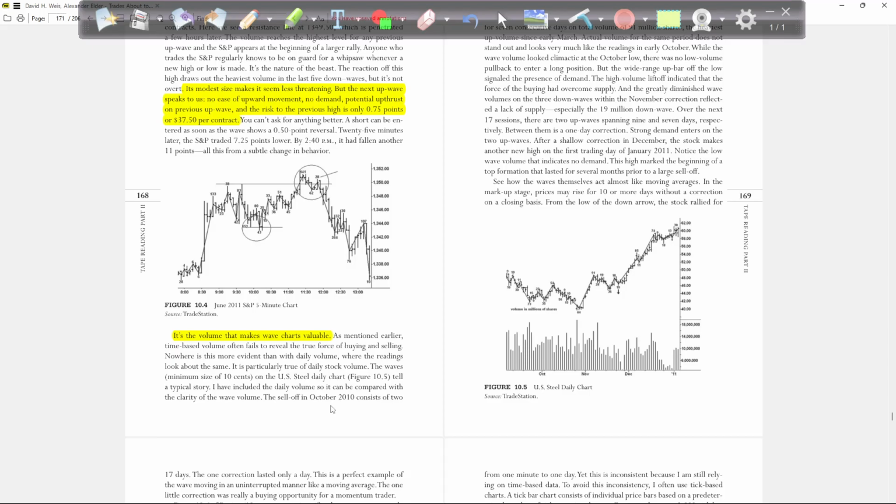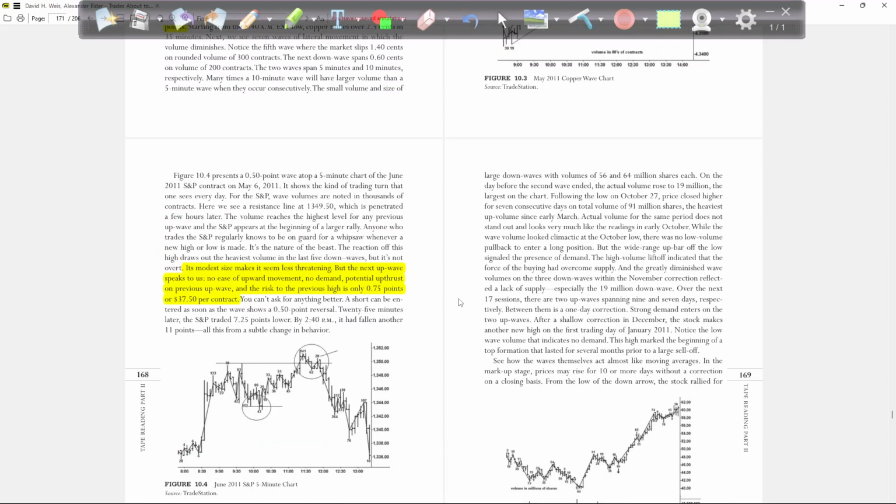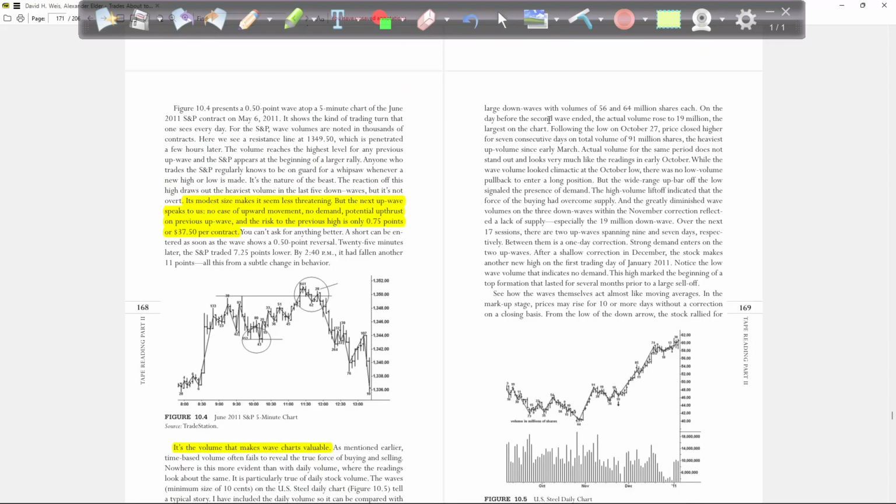The sell-off in October 2010 consists of two large down waves, of 56 and 64 million shares each. On the day before the second wave ended, the actual volume rose to 19 million.